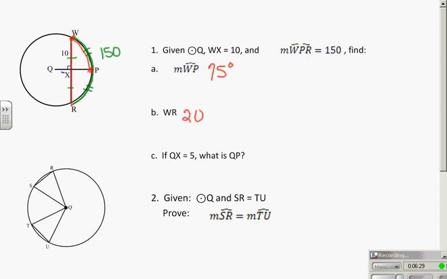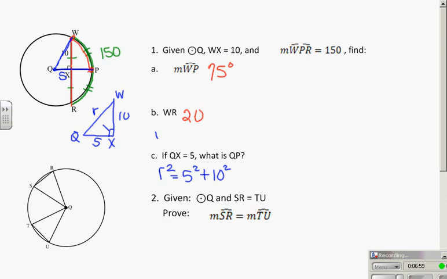Now C is where things start to get interesting. If Q to X is 5, find QP. And as I just said, there's no direct way to find QP, but QP is the same as QW. And as soon as I draw that in, I have a triangle that looks something like this that can be solved with the Pythagorean theorem.